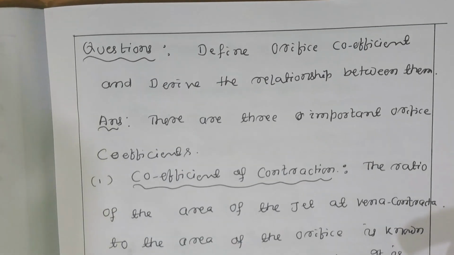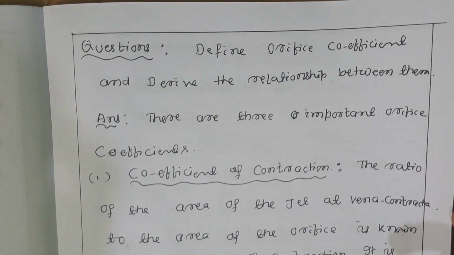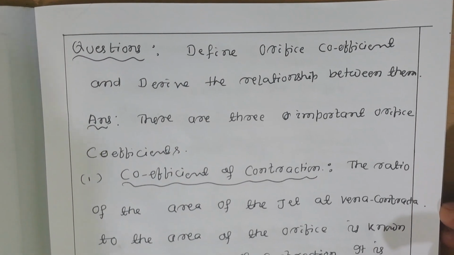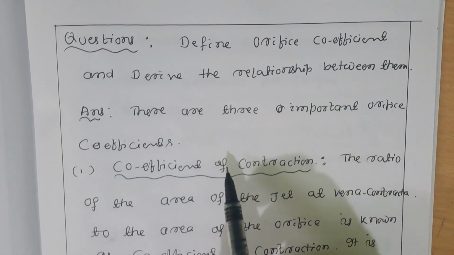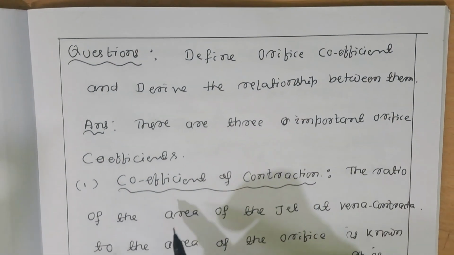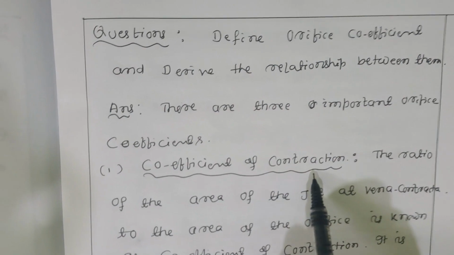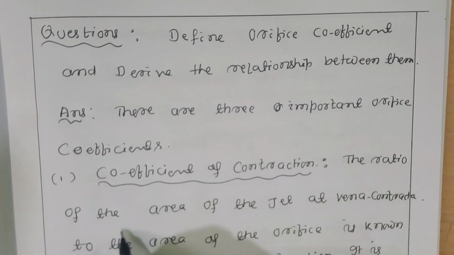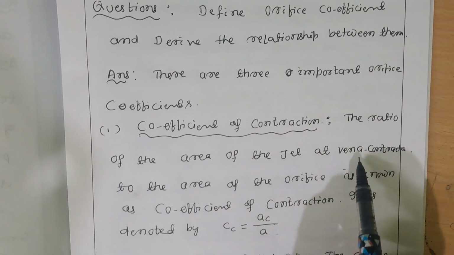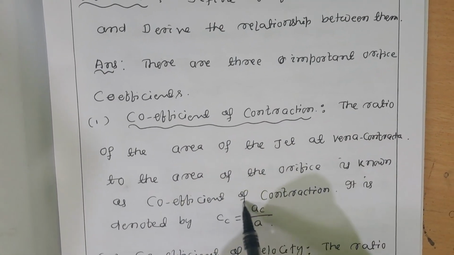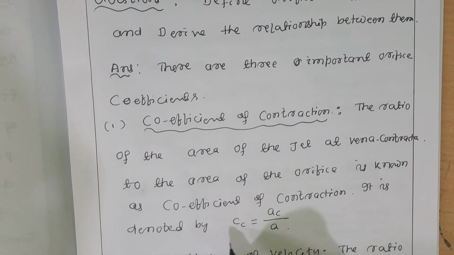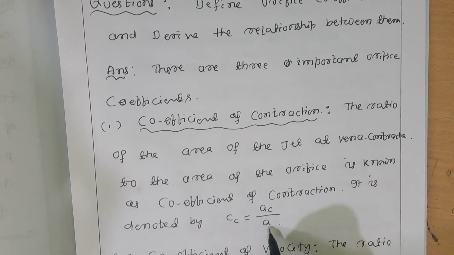Now, I will discuss what is orifice coefficient and derive the relationship between them. Generally, there are three important orifice coefficients. One is the coefficient of contraction, that is the ratio of the area of the jet at vena contracta to the area of the orifice is known as coefficient of contraction. It is denoted by Cc is equal to Ac by A.